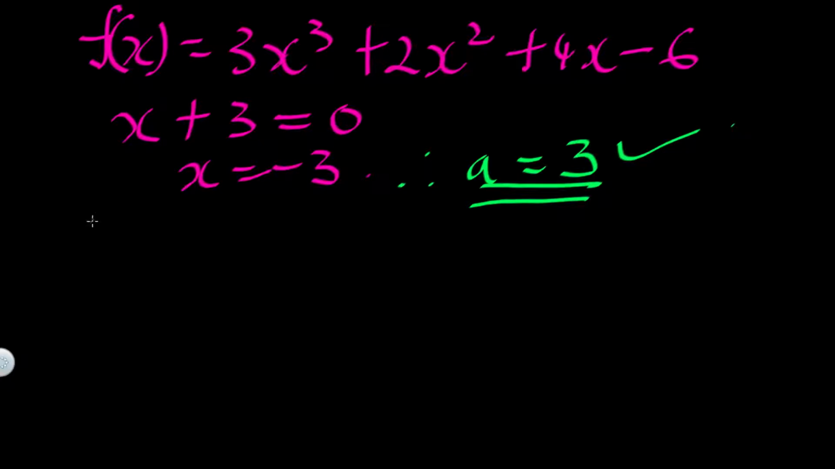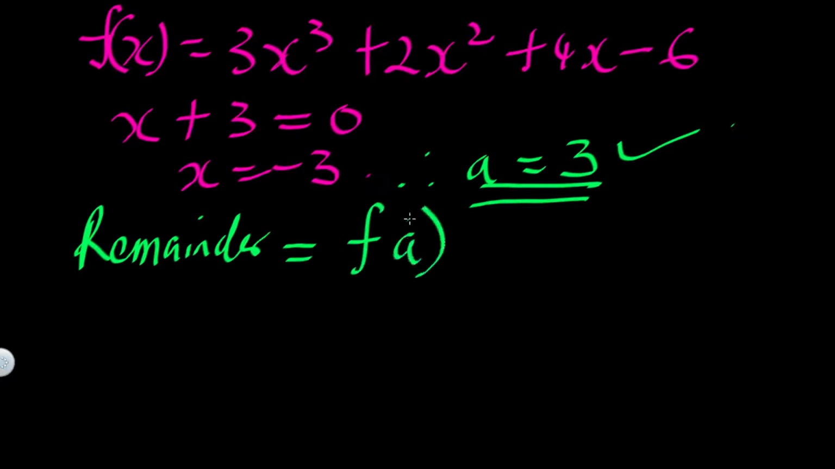Once you have your a, you can now find your f of a, which is your remainder. From the remainder theorem, I know that my remainder is f of a. f of a is f of x with x replaced or substituted by the a. So every place where there is x in our f of x, we are going to put a. We put it here for x, here for x, and here for x. Then we get our f of a.